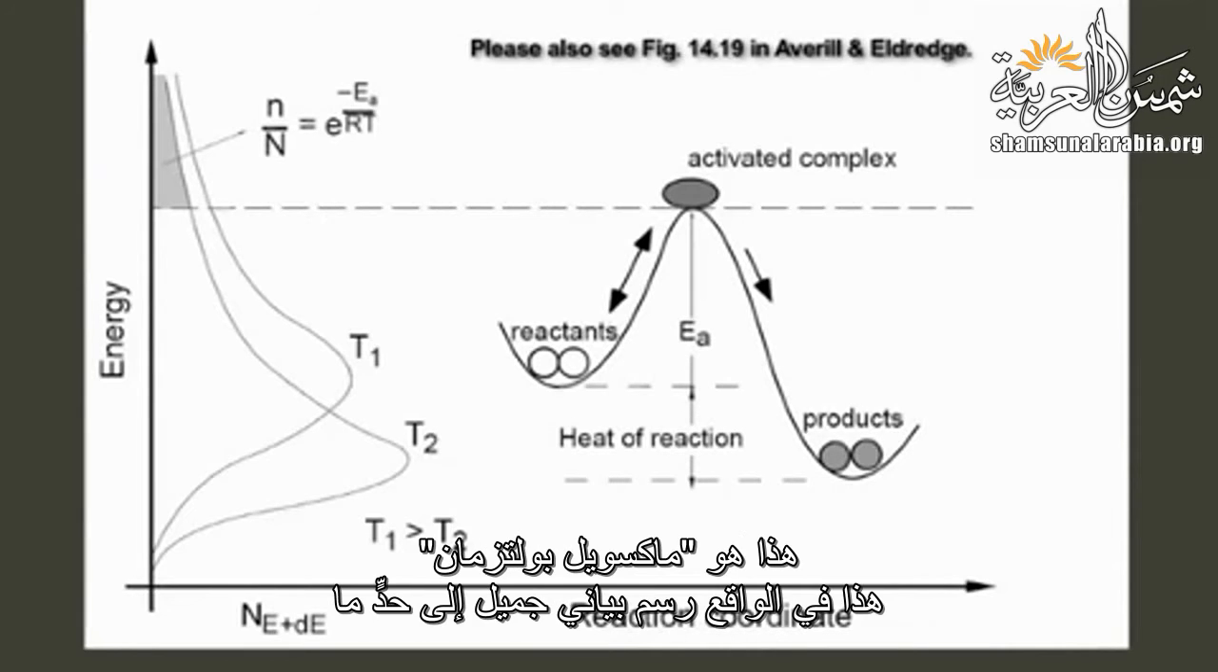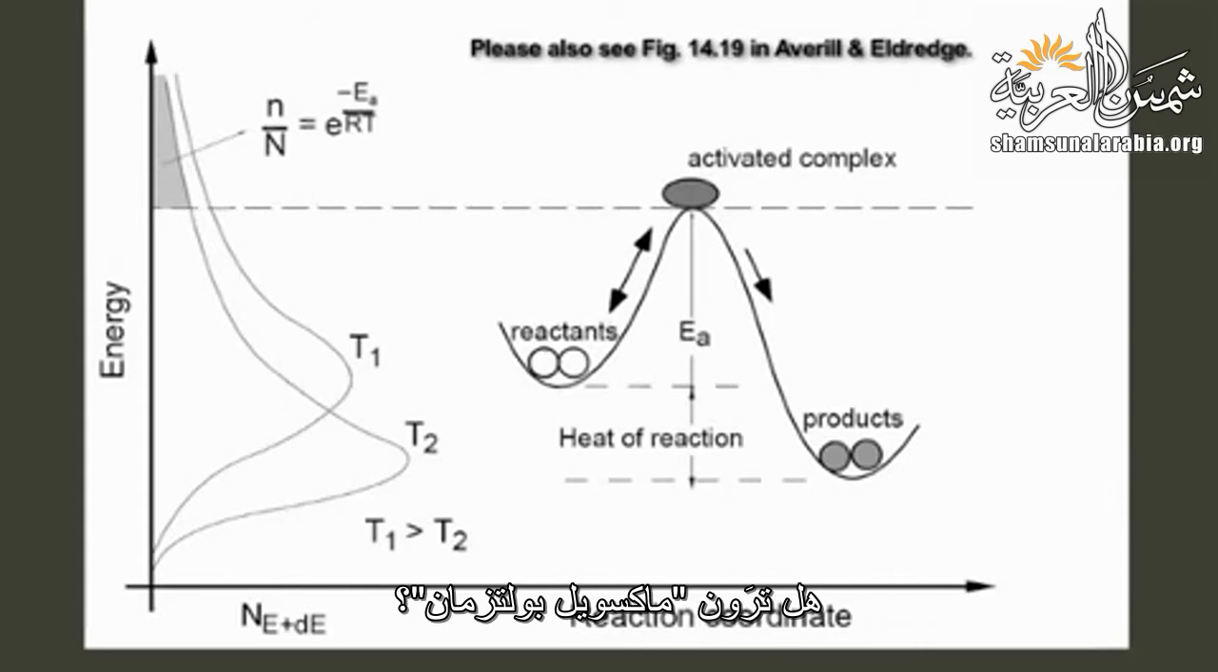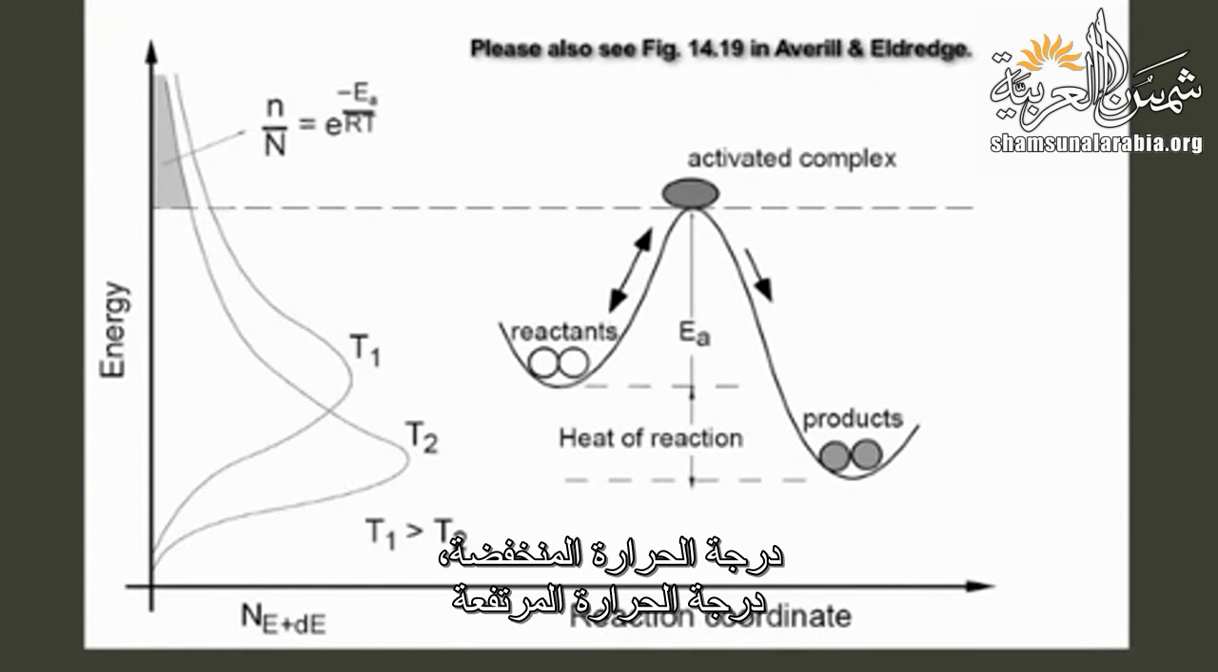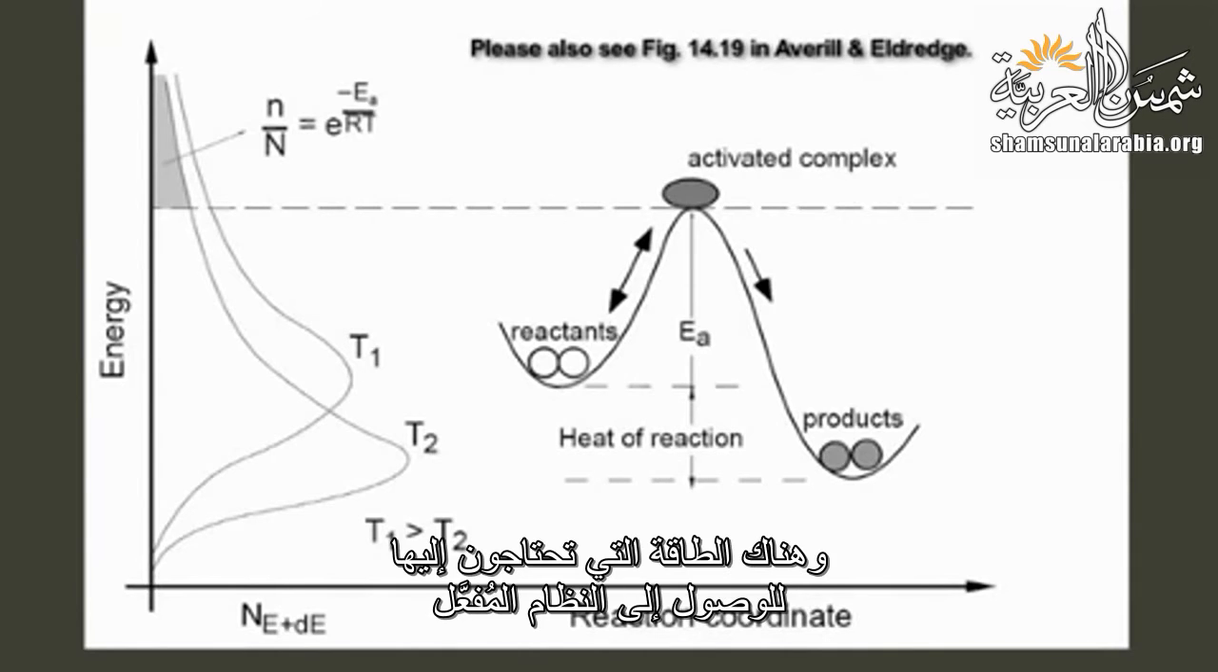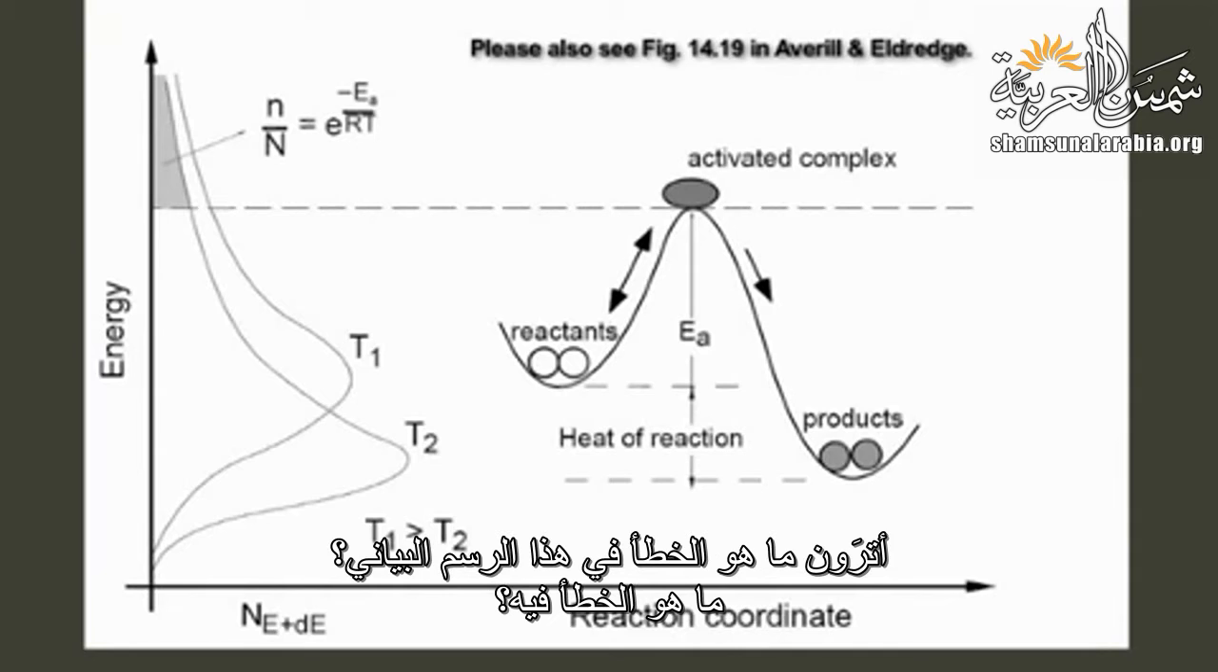Now, this is a little bit better. Can you see this? This is the Maxwell-Boltzmann. This is actually a beautiful graph up to a point. See the Maxwell-Boltzmann? Low temperature, high temperature. Only they've turned this thing on its side. See? And there's the energy you need to get over the activated complex. Can you see what's wrong with this graph? What's wrong with it?